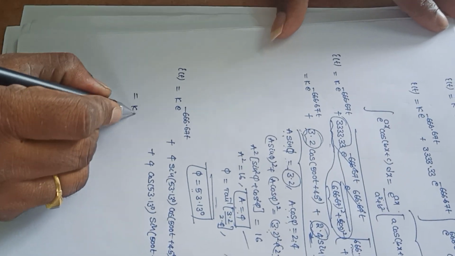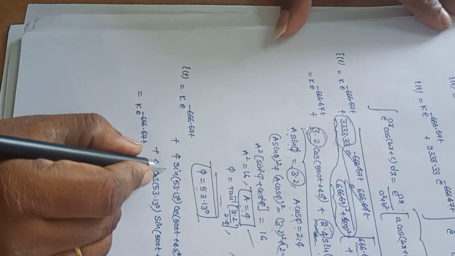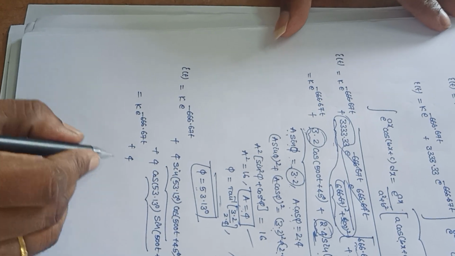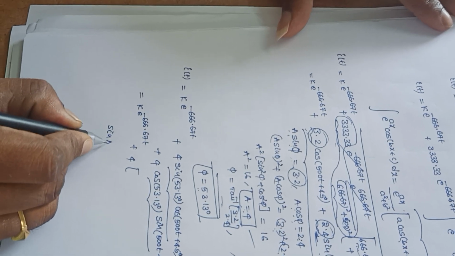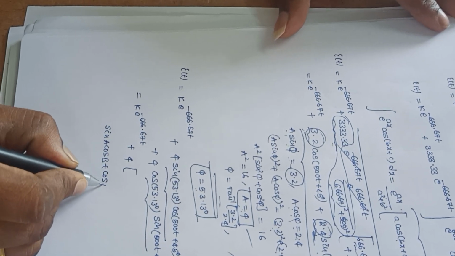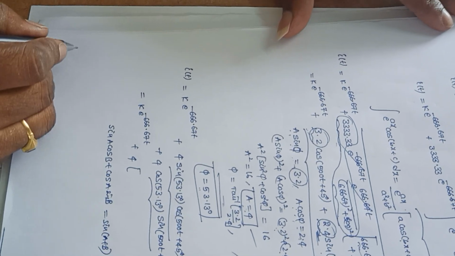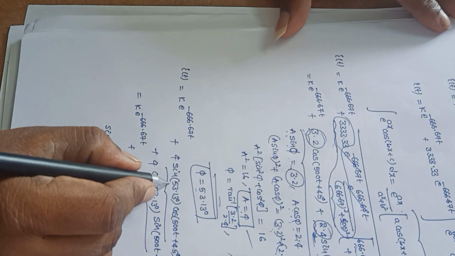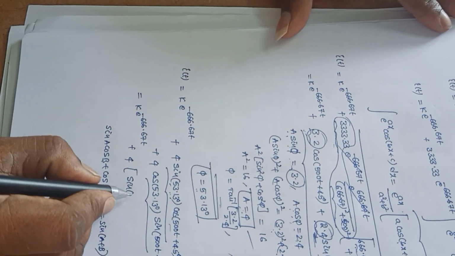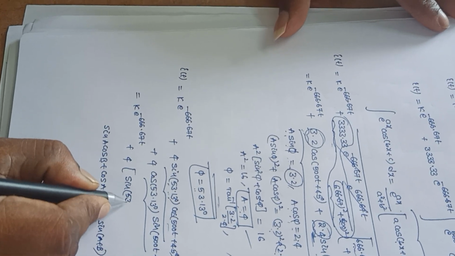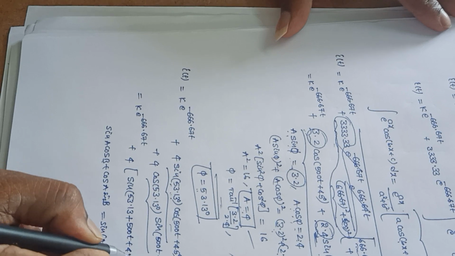Now it is k into e power minus 666.67t plus 4 into, so it is like sin a cos b plus cos a sin b, if I take 4 as common. The formula for sin a cos b plus cos a sin b is equal to sin of a plus b. This is the formula for sin of a plus b. So you substitute here the a value, which is 53.13, and the b value here is 500t plus 45 degrees. So it is sin of 53.13 plus 500t plus 45 degrees.